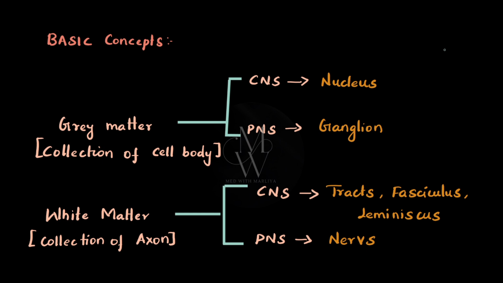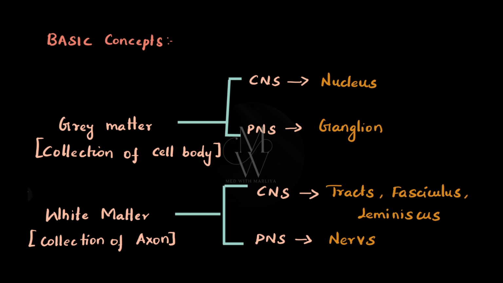Now we're going to see about gray matter and white matter. What is gray matter? It is a collection of cell bodies of neurons, and white matter is a collection of axons of neurons. In the central nervous system, we call gray matter a nucleus. In the peripheral nervous system, we call gray matter a ganglion, and in the central nervous system, we call white matter, which is a collection of axons, tracts, fascicles and lemniscus.